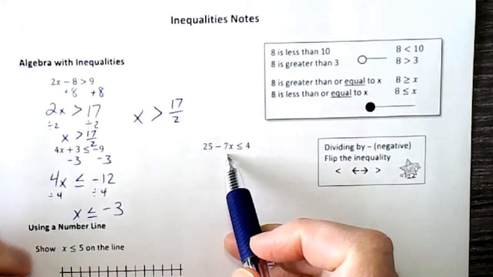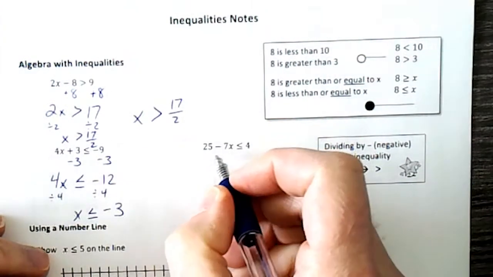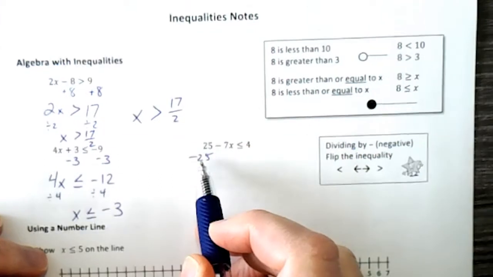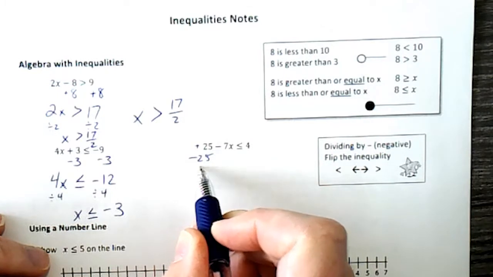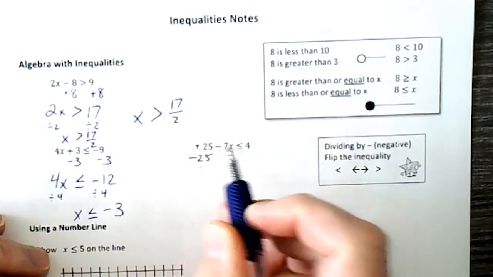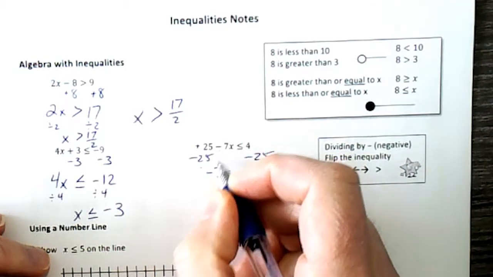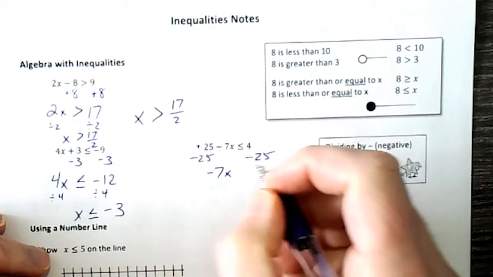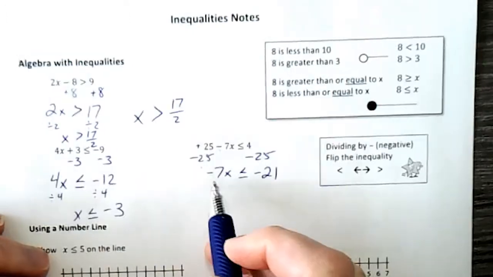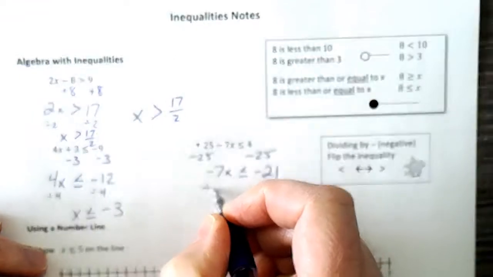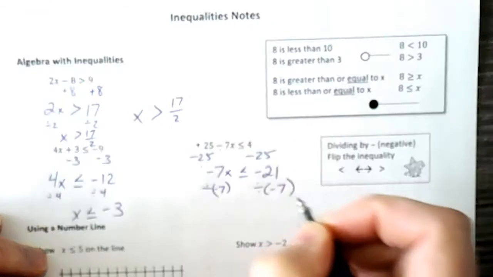This one's a little different, and I'm going to go through it and see if you can spot the change. Be careful with this one. The 25, there's an invisible plus sign, so I'm going to subtract it. Do not get fooled by this minus sign. That minus sign sticks with the 7. And to get rid of this, I divide by -7. Like that.